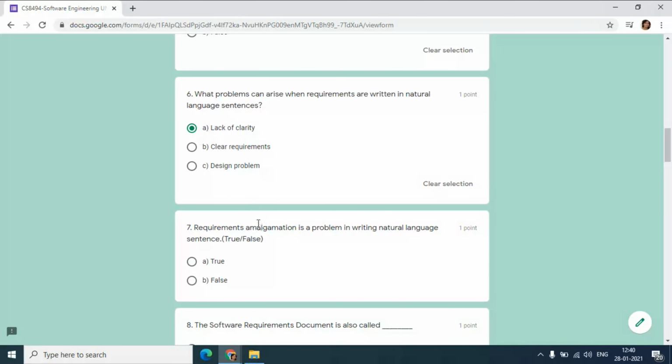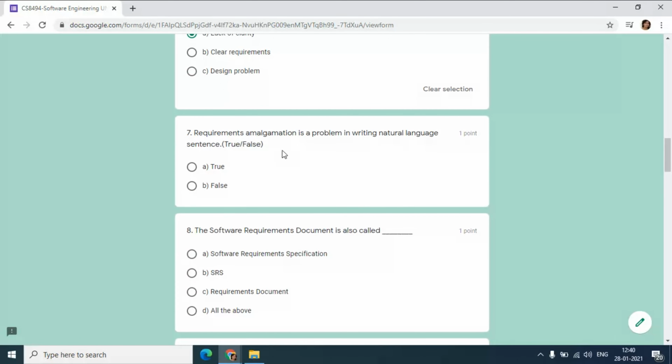Next question is: requirements amalgamation is a problem in writing natural language sentences. Requirements amalgamation means several different requirements may be expressed together as a single requirement. It's a problem when writing in natural language. So the answer is option A, true.